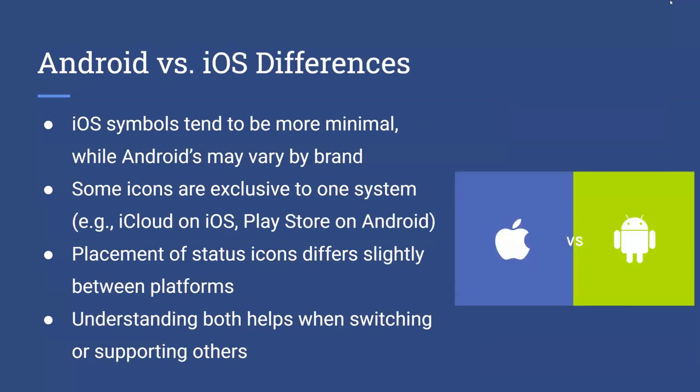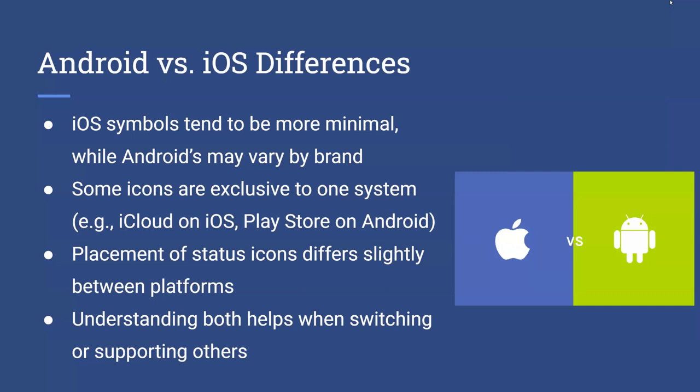So Android versus iOS, there's a ton of differences, but we're going to break it down. iOS symbols tend to be more minimal, while Androids may vary by brand. Basically, Android is open source, like we've said before in other presentations. That means anyone can take Android off of the internet and edit it. So different companies like Samsung and OnePlus may edit their symbols to look slightly different. That's why Android symbols are a bit more difficult to tell.